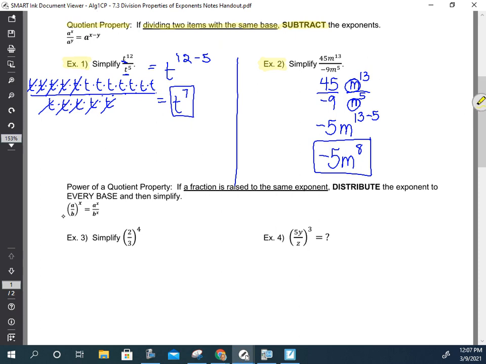So let's do the second property. Division only has 2 properties. So this is the power quotient property. If a fraction is raised to an exponent, you distribute the exponent to everything and then you simplify it. Anything that is inside that fraction, you just give the exponent to it, and you simplify it.